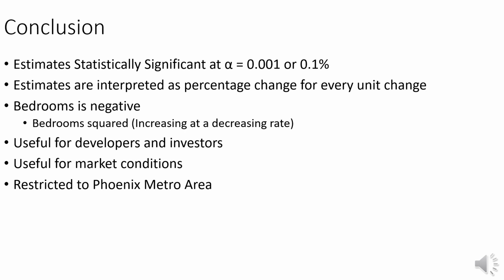One of the reasons for this is because if you hold square feet constant and you add an additional bedroom to the property, there is less living space, which might make the property less attractive. To fix this, I could have added a bedroom squared interaction variable, and that would make the bedrooms coefficient positive and the bedrooms squared coefficient negative.